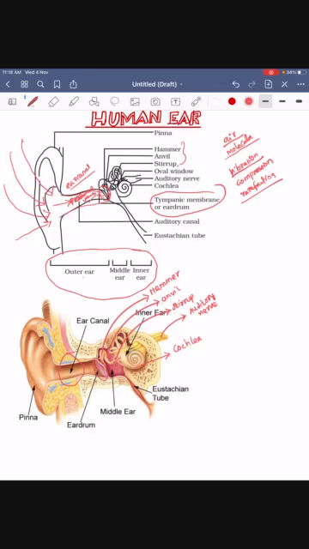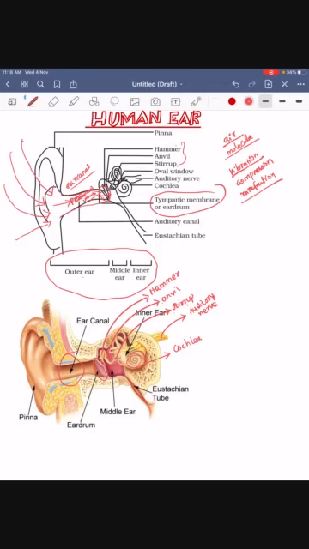This is called the middle ear. Inside, there is the cochlea, which contains some liquid. The vibration is carried from the stirrup to the cochlea. The cochlea absorbs the vibrations and converts the pressurized waves into electrical signals, electrical impulses. These electrical signals are further carried to the auditory nerve.